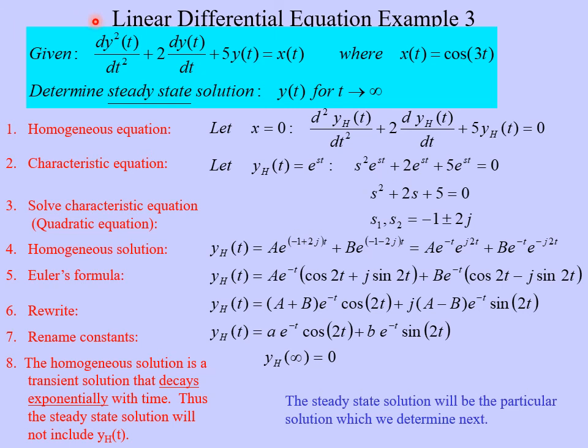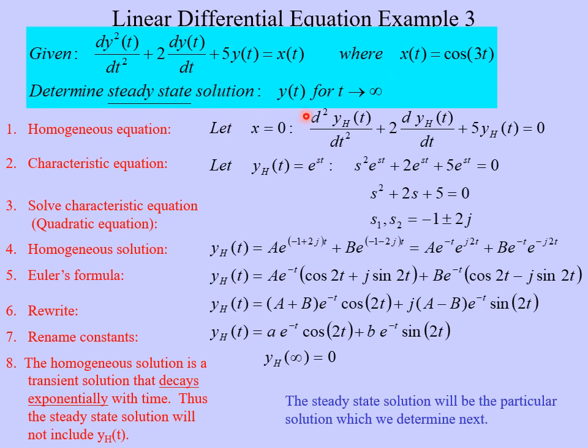And our last example here is another second order linear differential equation that is non-homogeneous. Here we have the second derivative of y plus 2 times the first derivative of y plus 5y is equal to x, and x is equal to a cosine function, cosine of 3t. And in this problem, we're asked to find the steady state solution. In other words, what does this system do when time goes very long into the future, when time goes to infinity? All right, that's the so-called steady state solution.